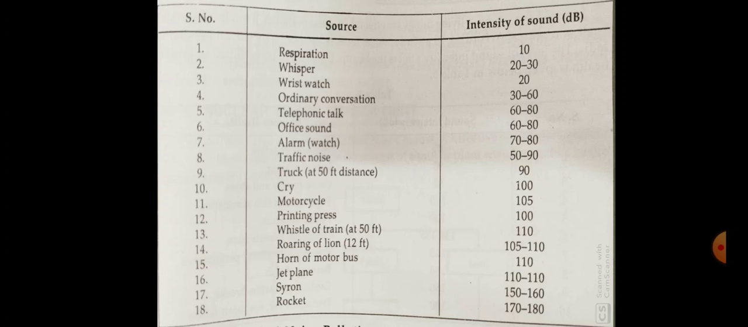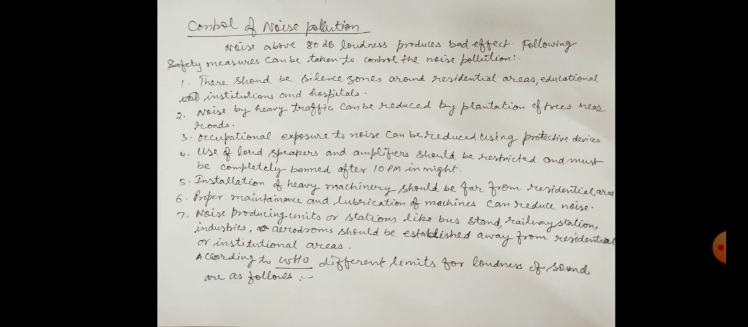So look at this table and we can see how the noise is created, and how these different sources generate the noise. Now after going through the different intensities of sound from the sources, we can think about the control of noise pollution, and how we can control it. Noise above 80 decibel loudness produces bad effects, and the following safety measures can be taken to control the noise pollution.